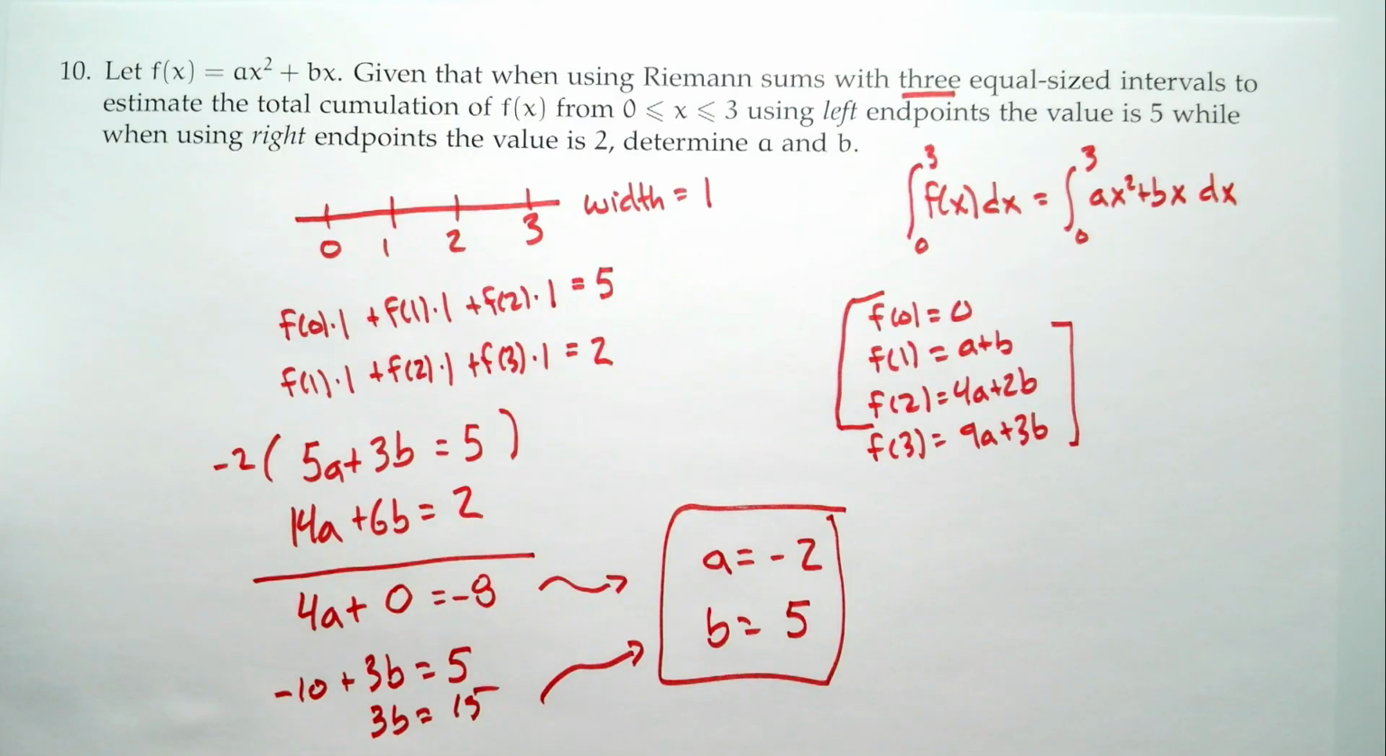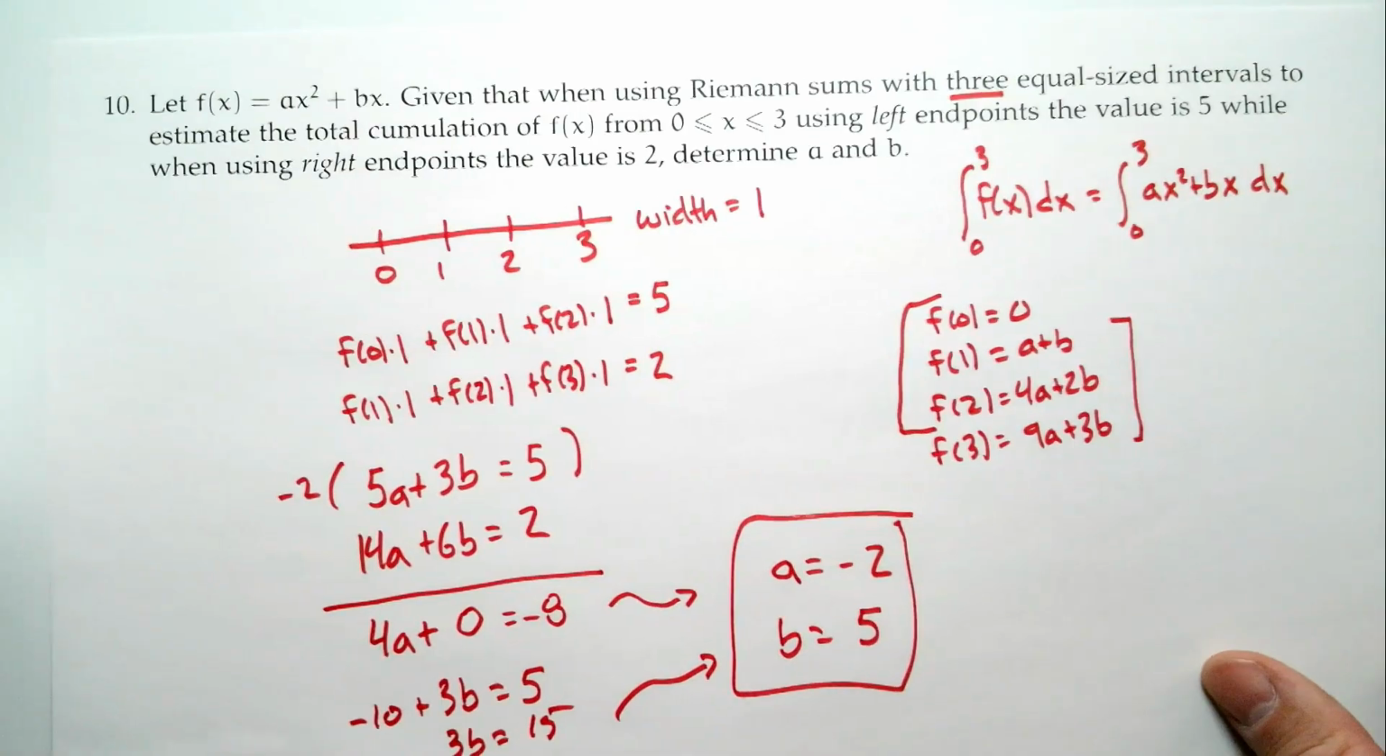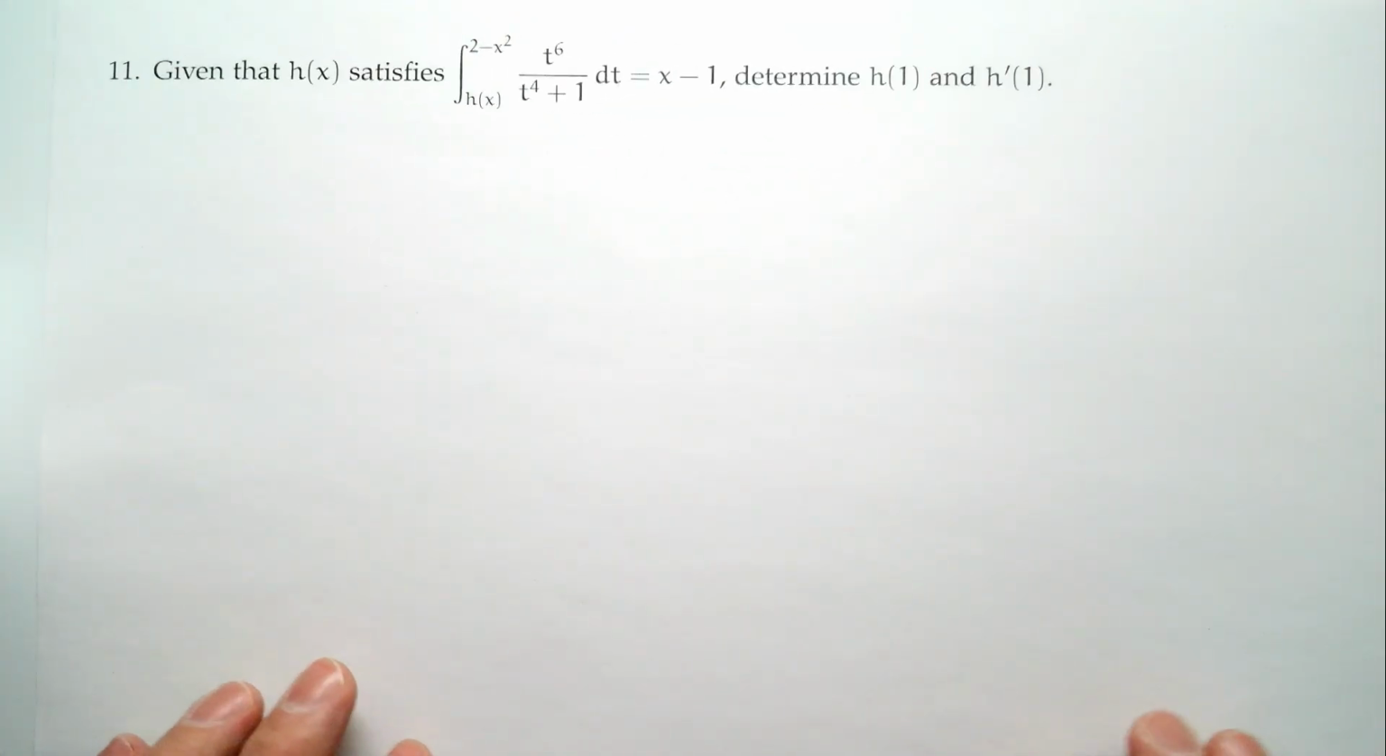And there's our answer. So this is really testing whether we understand what Riemann sums are and can work with them, and then get to a point where it's like, okay, 2 equations, 2 unknowns, bread and butter, life is good, life is great. All right. Number 11.